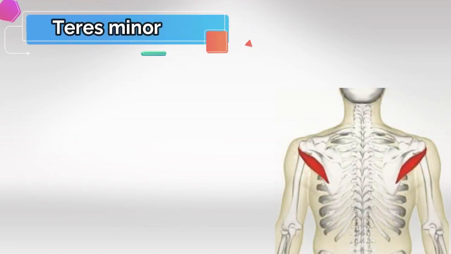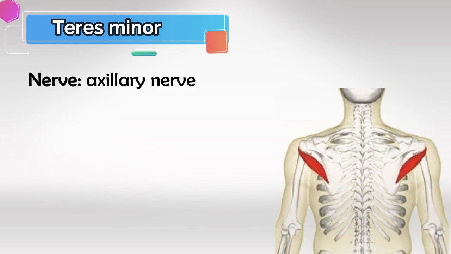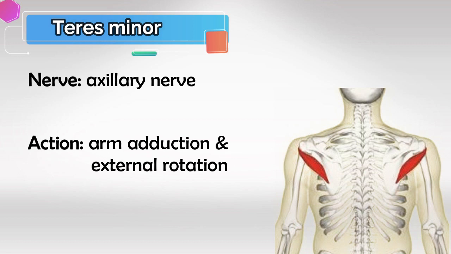The third muscle is called Teres Minor, and it's supplied by the axillary nerve. It's used for arm adduction and external rotation, and there is no significant clinical finding.